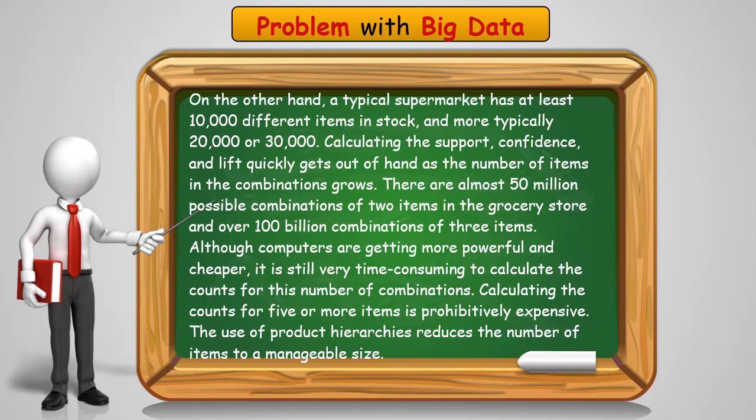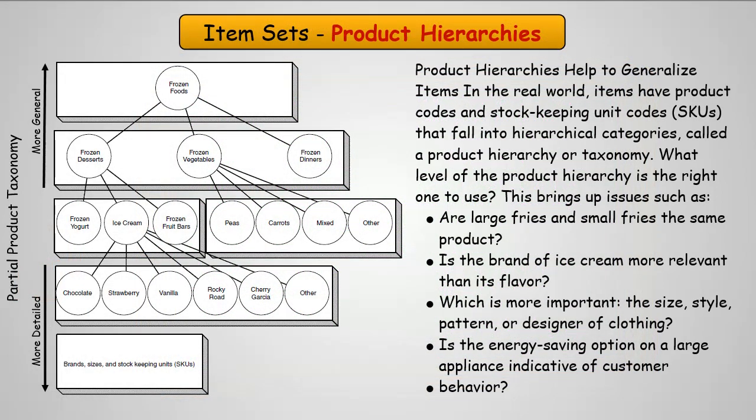So to use product hierarchies reduces the number of items to a manageable size. And that's where we're hoping that you can apply some business rules to that concept. Product hierarchies help us to generalize items in the real world. Items, for example, have product codes and stock keeping unit codes, SKUs, that fall into hierarchical categories called a product hierarchy or taxonomy. Well, what level of the product taxonomy is the right one to use for your model?